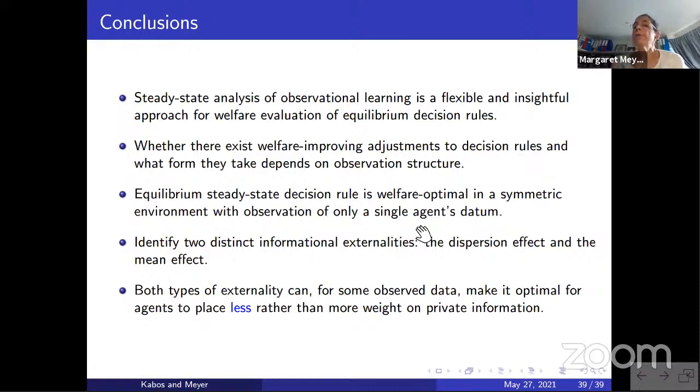We've shown that whether there exist welfare improving adjustments to decision rules and what form they take depends on the observation structure. We showed that the equilibrium steady state decision rule is welfare optimal in a symmetric environment where agents observe only a single predecessor's datum. And we've identified two distinct informational externalities, the dispersion effect and the mean effect, and have shown that both types of externality can, for some data structures, make it optimal for agents to place less rather than more weight on their private information.